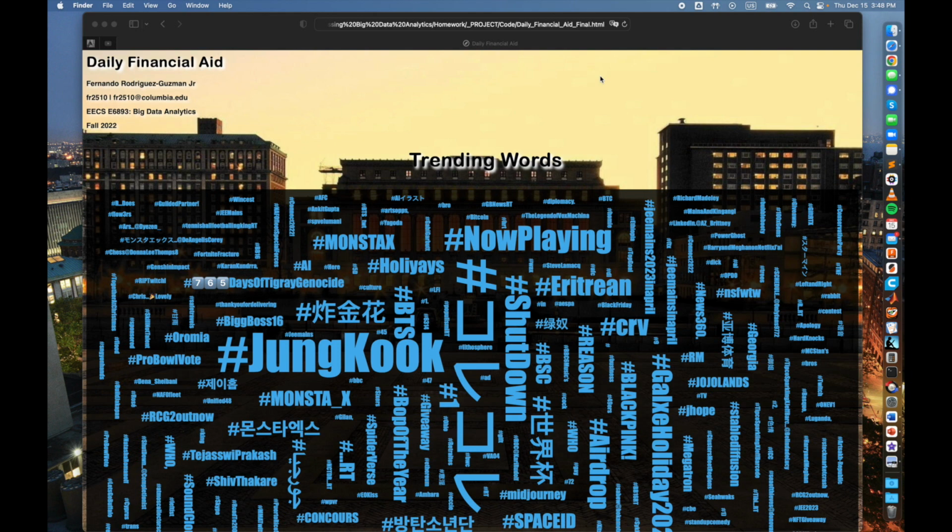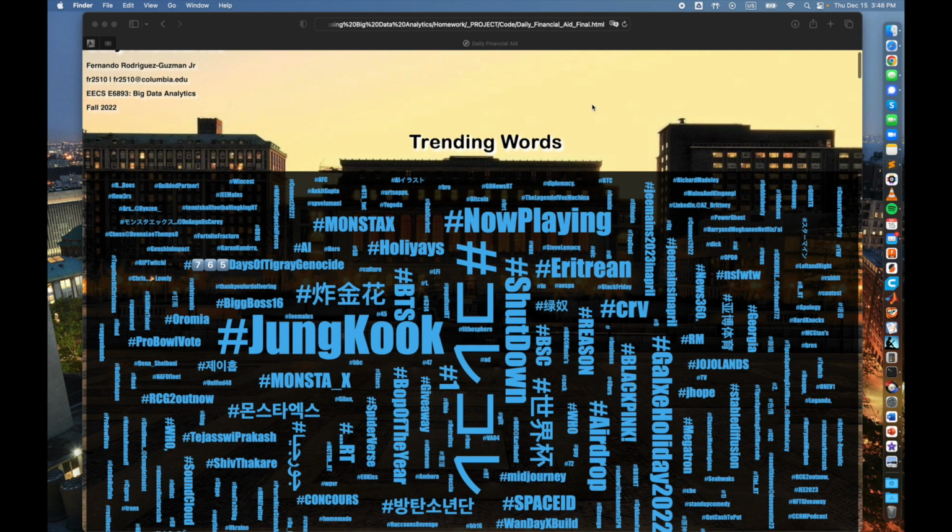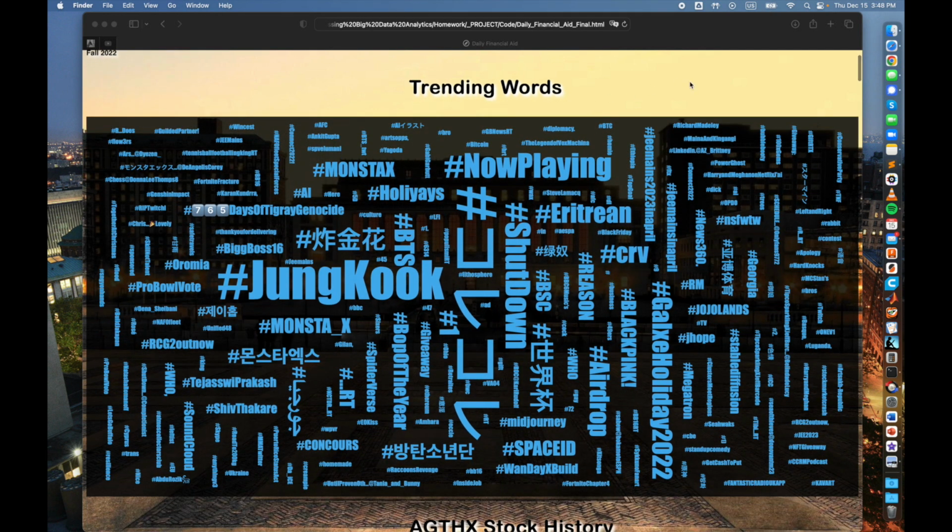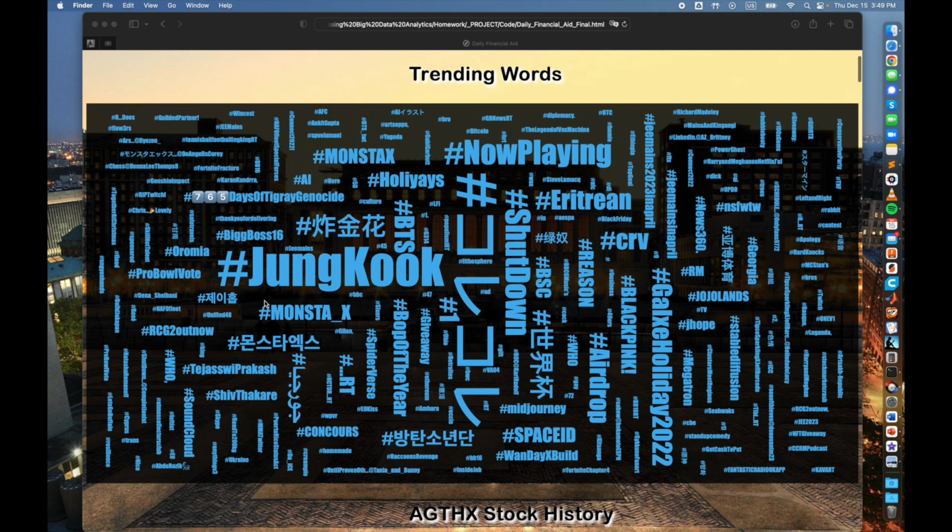And now let's start with the top left corner of the interface. Here you'll see the daily financial aid's information of myself, my contact information, as well as the projects for the course information. Next, we'll see the trending words. These words were acquired by the Tweepy interface and are displayed via a D3 cloud interface demonstrating the day's trending information and trending hashtags in order to note any major events or world processes that are happening which may require our attention when we make daily financial investment decisions.